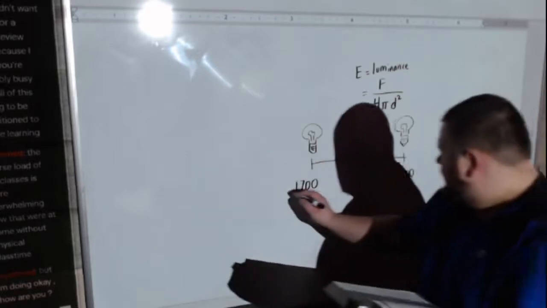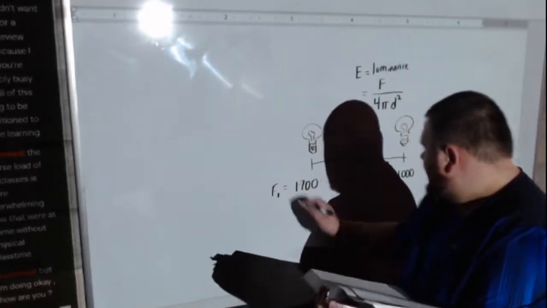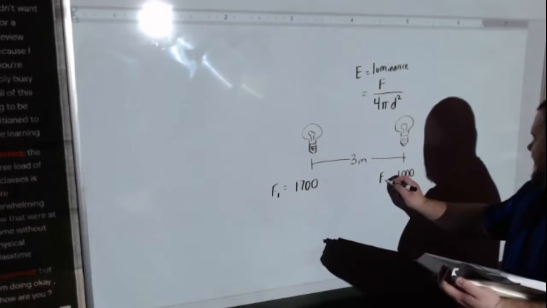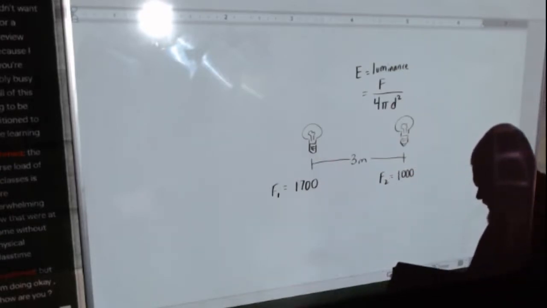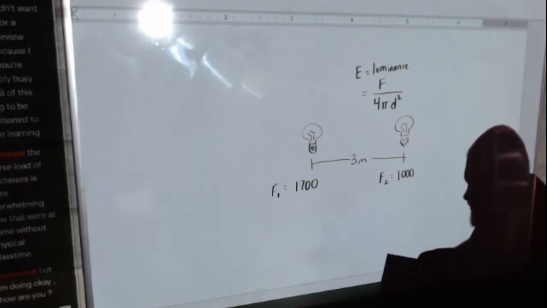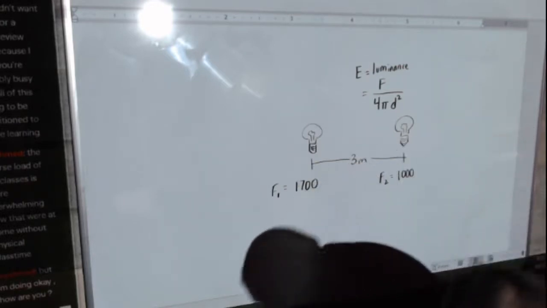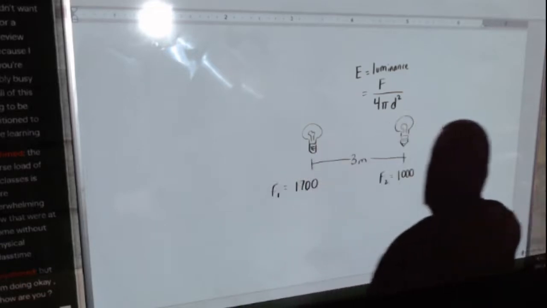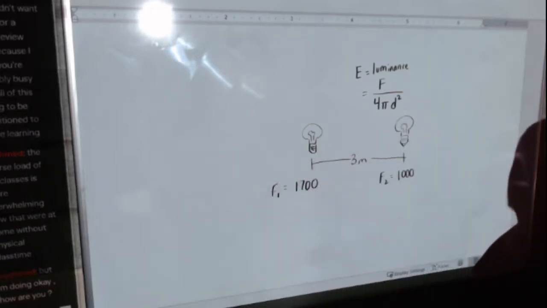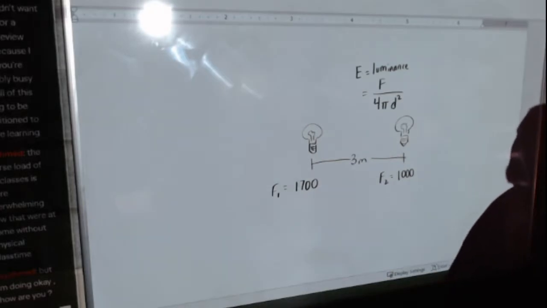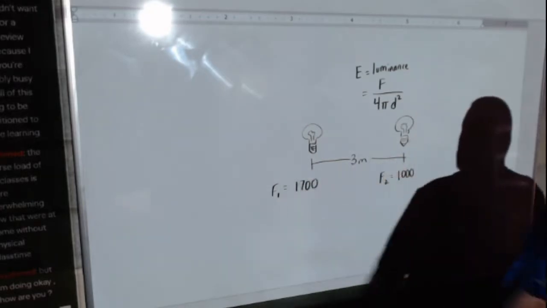So this is F1, F2. Where between these light bulbs will the sum of their luminance levels be a minimum? So basically, where is the darkest position between the two light bulbs? Well, we know it's somewhere between them, but we don't have a clue where.